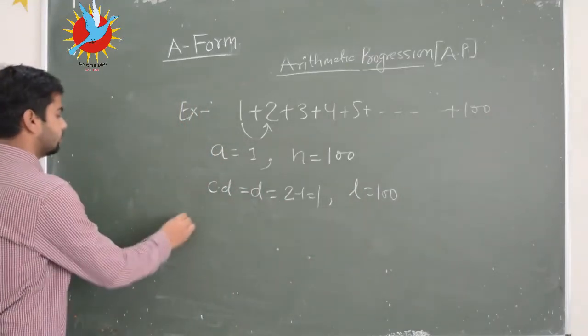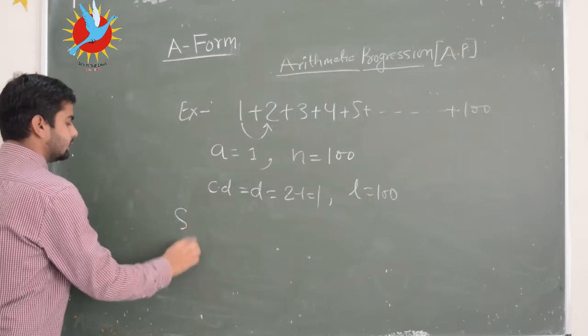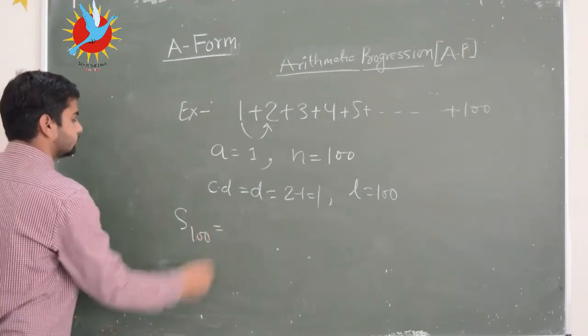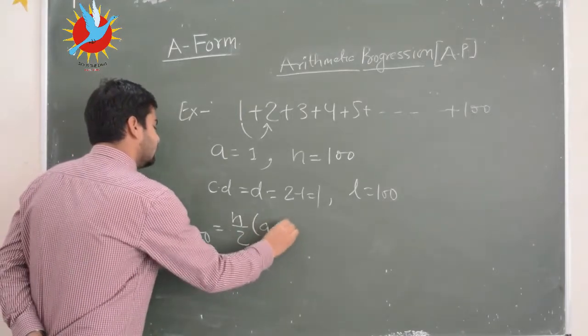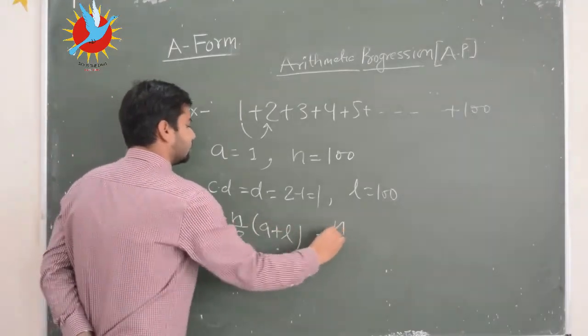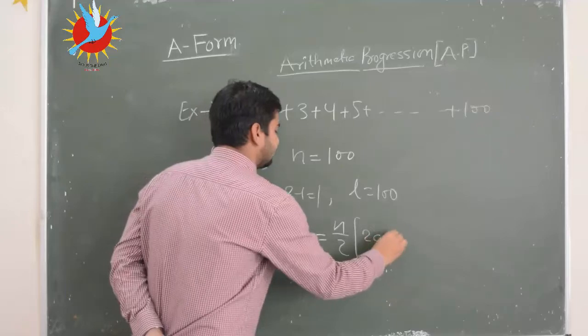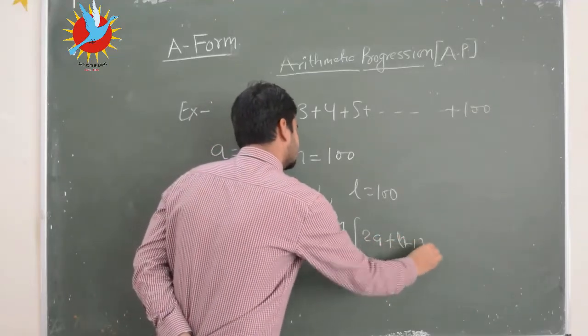So to calculate the sum of these 100 terms, we can use either the formula n by 2 (a plus l), or the formula n by 2 (2a plus (n minus 1) into d).